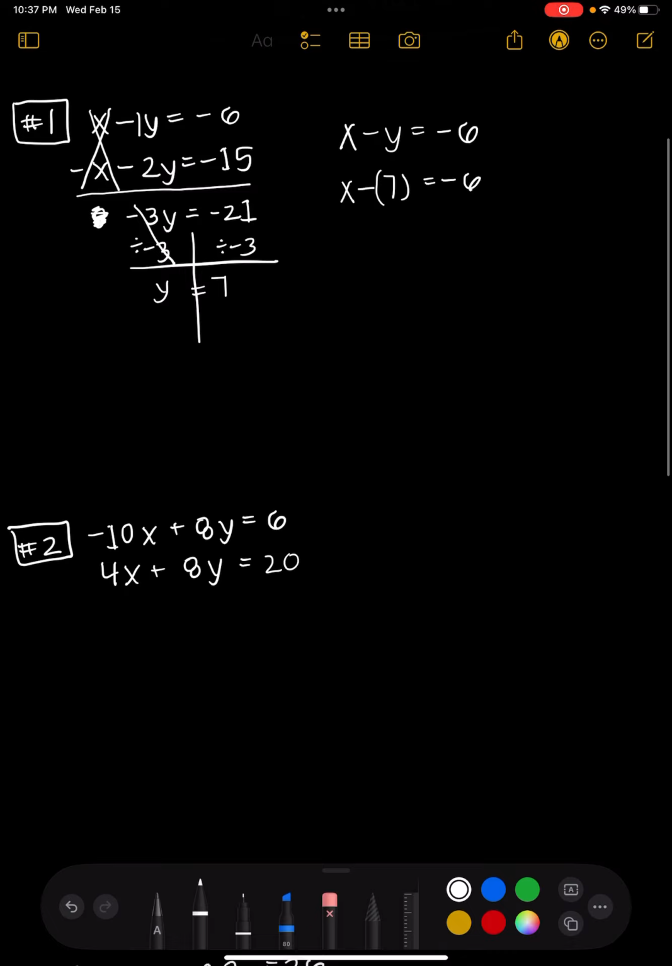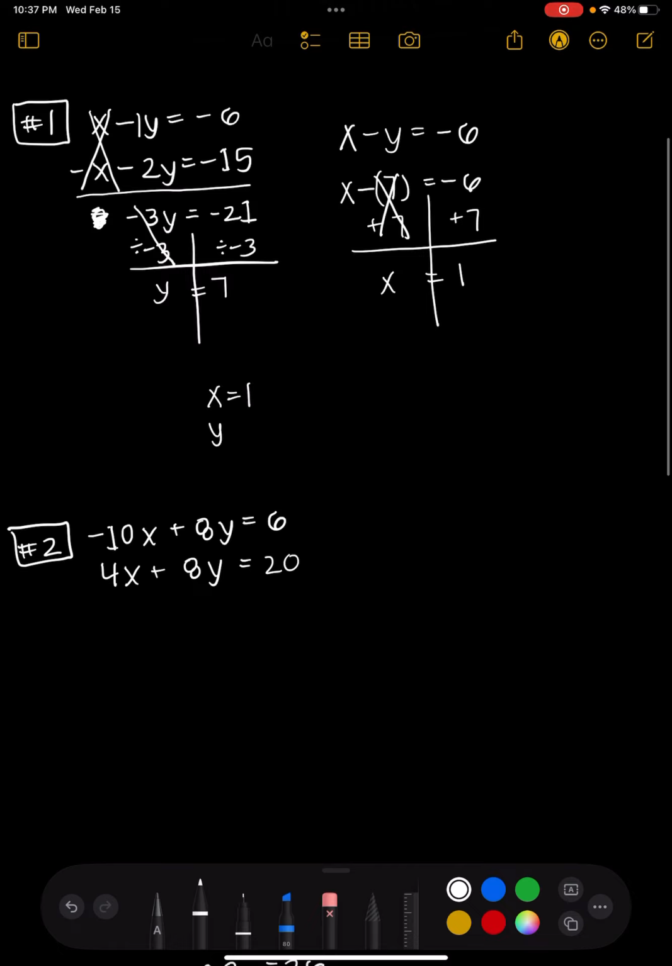And I can solve this equation for x, because now I only have one variable, and that variable is x. So to solve this, what I'm going to do is add 7 to both sides. The 7's cancel out right here, and I'm just left with x on this side. And then negative 6 plus 7 gives me 1. So now I have x equals 1. So because I have an x equals answer and a y equals answer now, my final answer is x is equal to 1 and y is equal to 7.